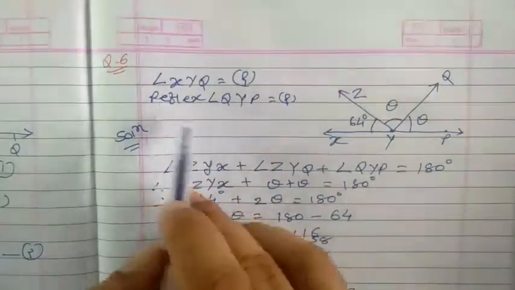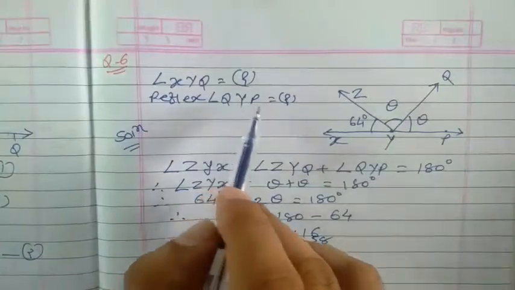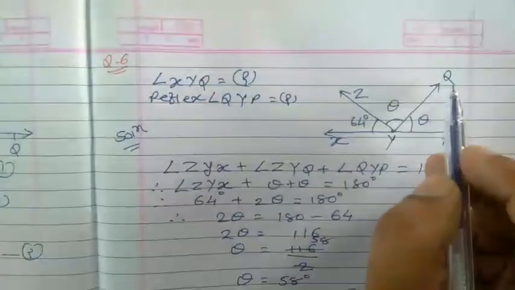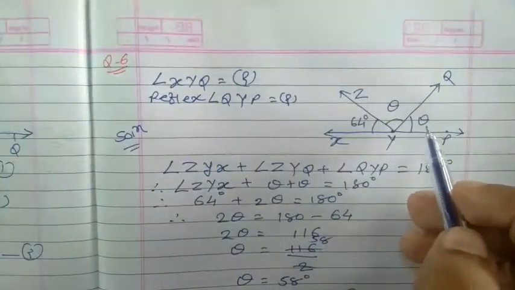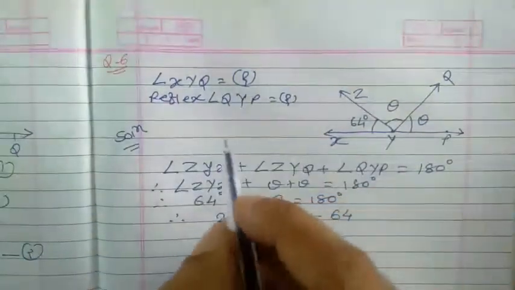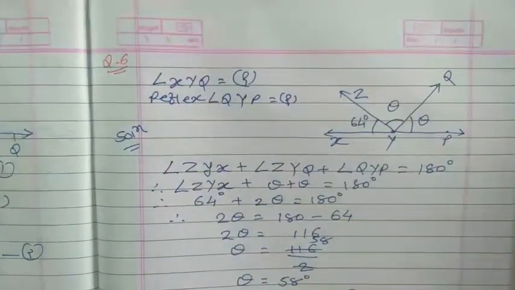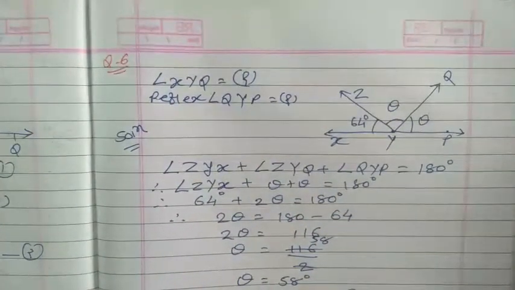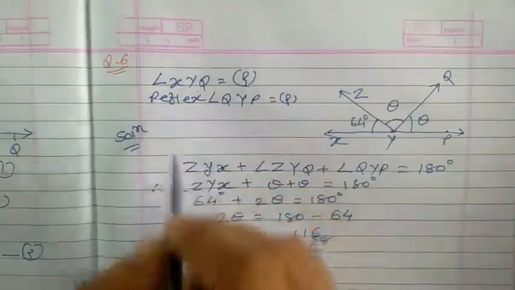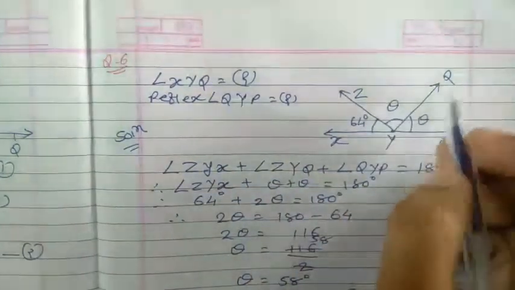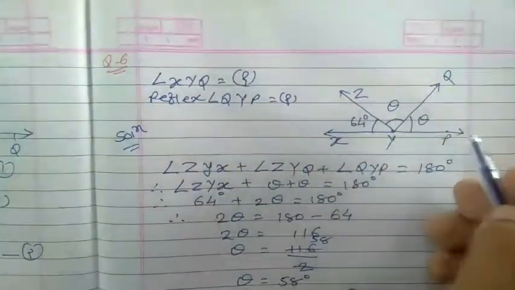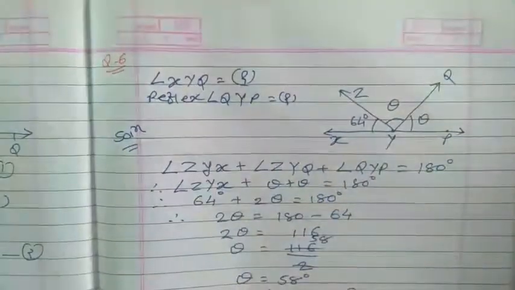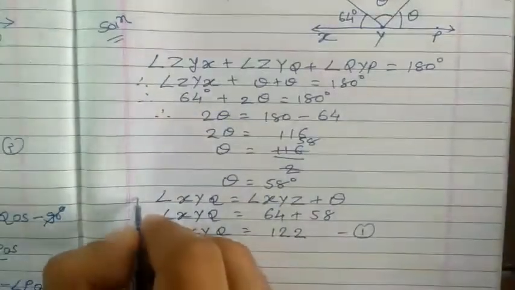Now second one is we need to find out the reflex angle of QYP. Now we know that our angle of QYP is equal to theta and theta is equal to 58. But reflex angle means which one is more than 180 degrees but less than 360 degrees. That is called our reflex angle. So if we subtract QYP from 360 degrees, then we can get our reflex angle.